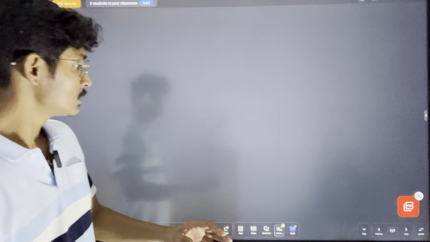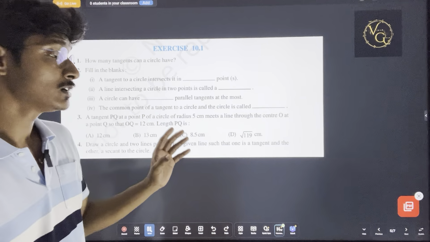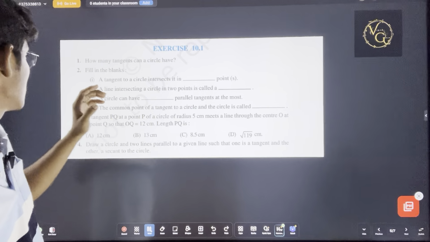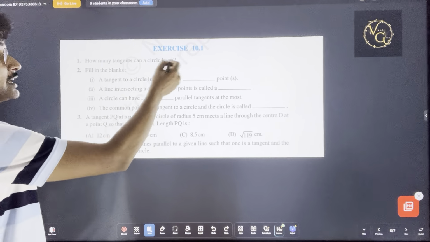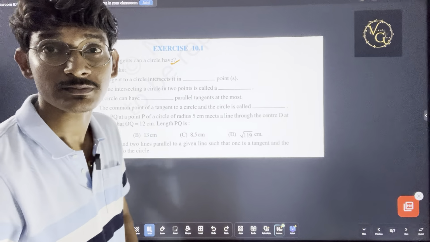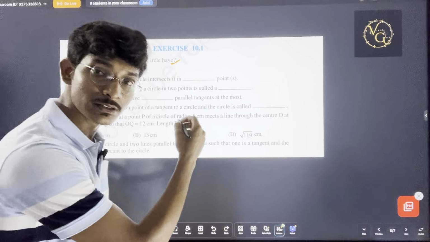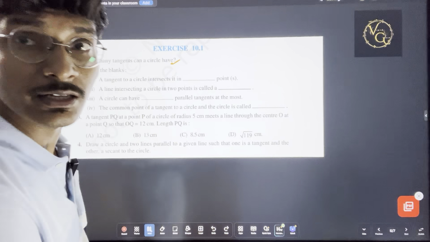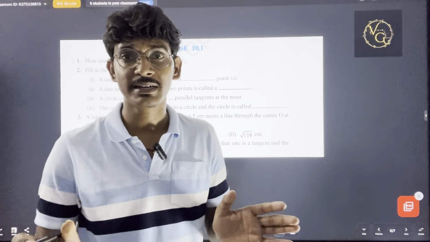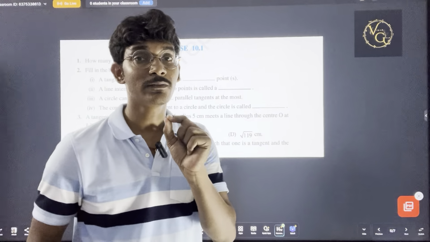Now we have exercise 10.1. I will suggest you do it on your own. I will just give you hints. Like, how many tangents can a circle have? How many tangents can there be? Think. Is it visible? Yeah, it's visible. So a circle can have infinite tangents. It's not like one or two. From a fixed point, it can have only two tangents.